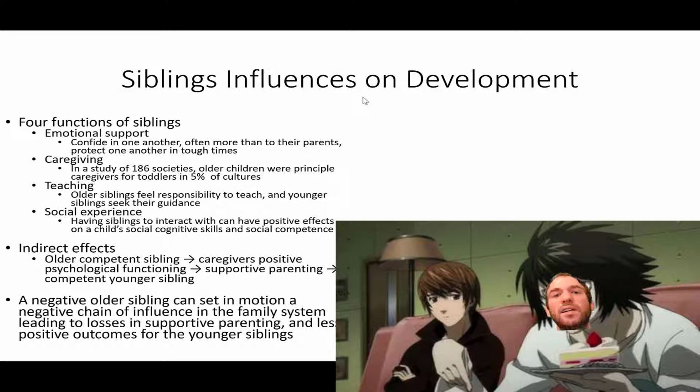And we see that older siblings feel the responsibility to teach their younger siblings, and younger siblings recognize their older siblings as a source of information and guidance that they can learn from. And we see that in a study of 186 societies, 5% found that older children were principal caregivers for toddlers. So that's a pretty large number. About 10 societies where older children are principal caregivers.